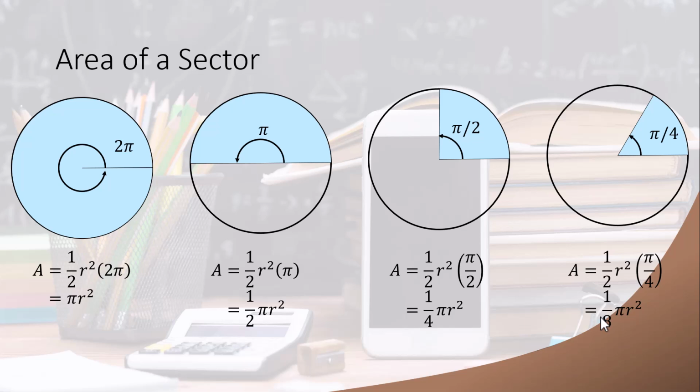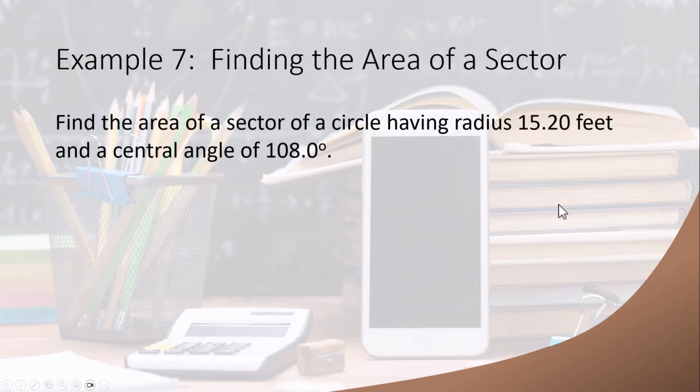And of course, we're going to be using this to solve certain problems. Problems like this one right here. We want to find the area of a sector of a circle having a radius of 15.20 feet and a central angle of 108 degrees. Of course, it's going to be in degrees and not radians, which means that we need to do extra work. The first thing we know, of course, is that our area is going to be equal to 1/2 r squared theta. And we know theta. Great. We know theta is 108 degrees.